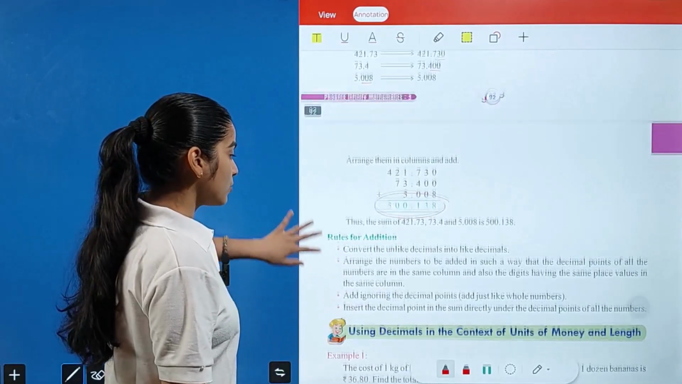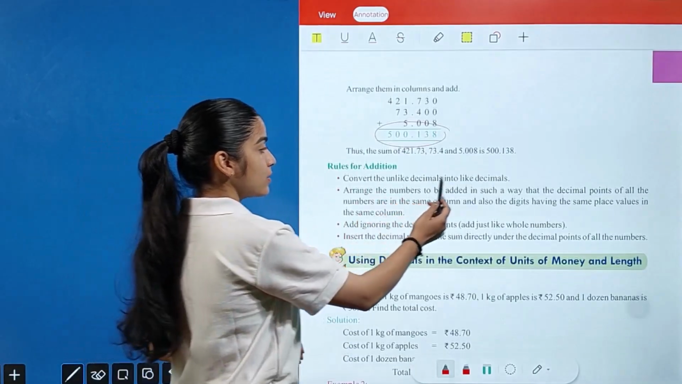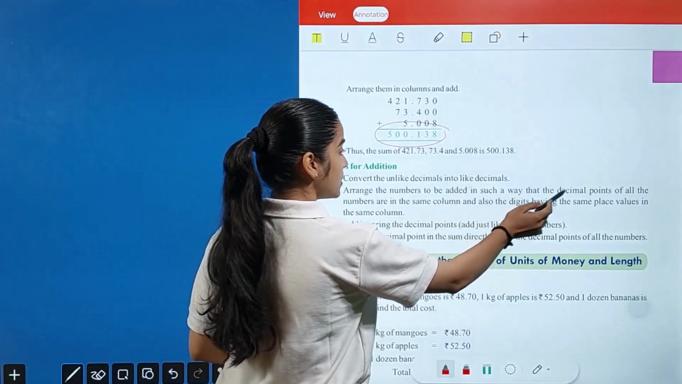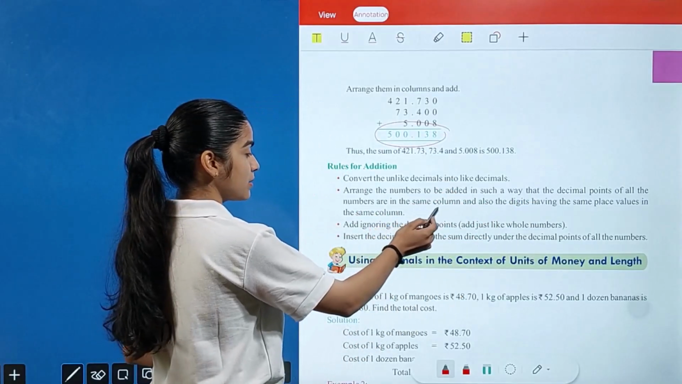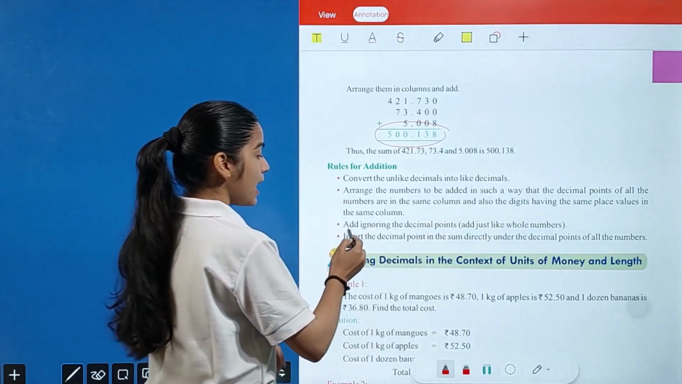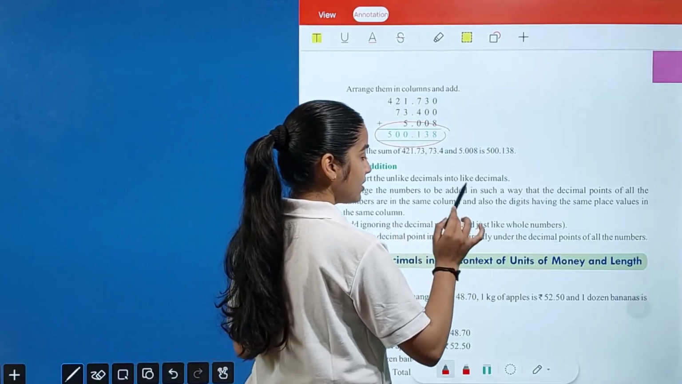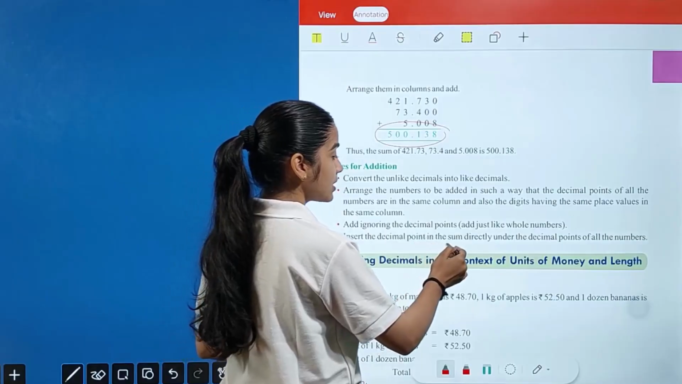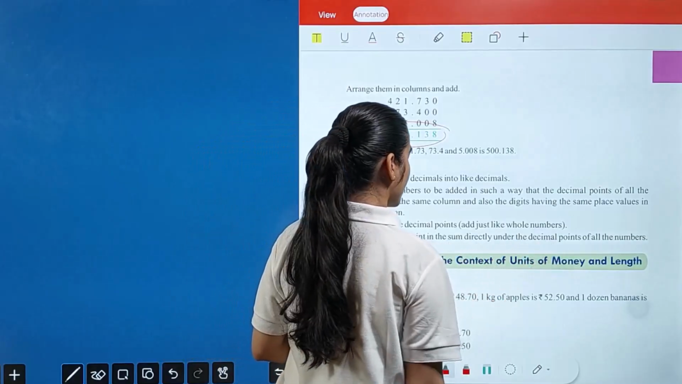Rules for addition: convert the unlike decimals into like decimals, arrange the numbers to be added in such a way that the decimal points of all the numbers are in the same column, and the digits having the same place value are in the same column. Add ignoring the decimal point, just like whole numbers. Insert the decimal point in the sum directly under the decimal points of all the numbers.